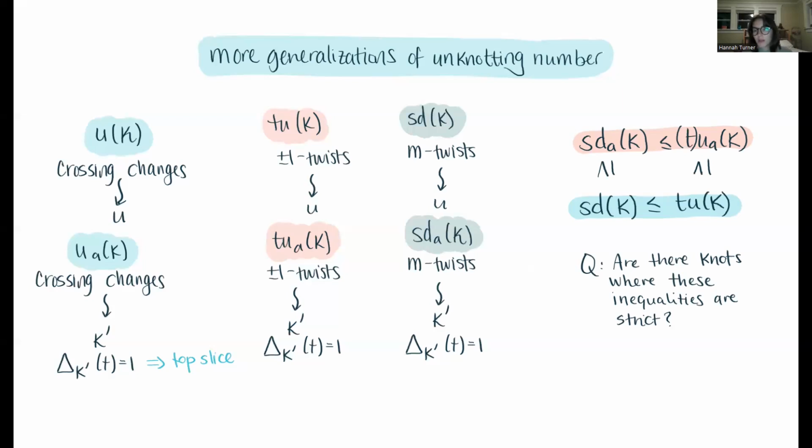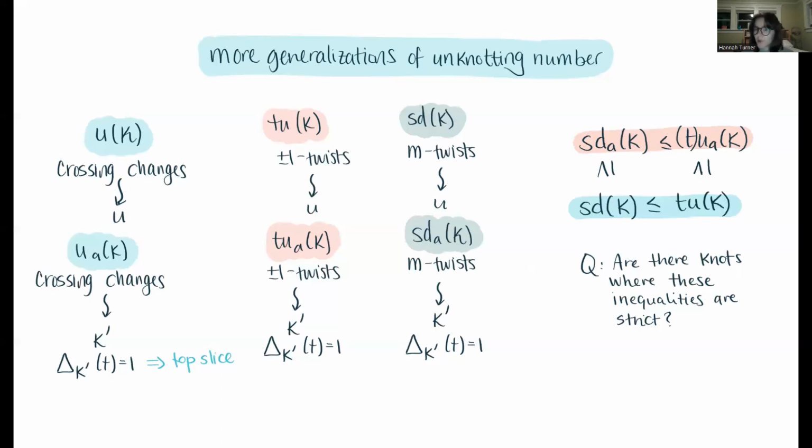So the vertical ones come from the fact that it's easier to get to a knot with Alexander polynomial 1 than the unknot, which is very special. And the top and the bottom come from the fact that if you're allowed to apply any number of full twists in a given region, that certainly encapsulates the case where you're only allowed to do one full twist or one negative full twist. And so what I'm interested in now is, are these inequalities strict?